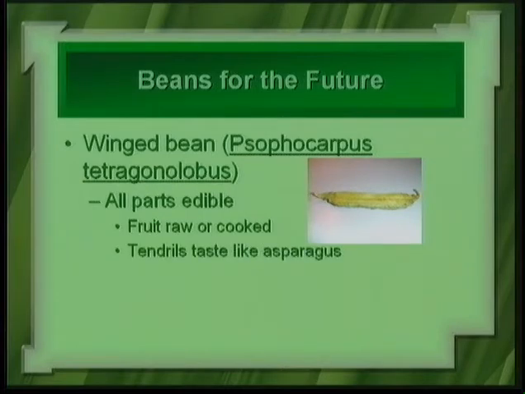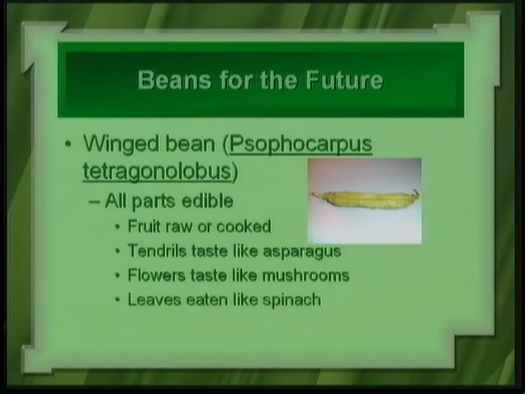And furthermore, because it is a bean, it grows up on a trellis sort of thing, so it has tendrils. The tendrils are supposed to taste like asparagus. Isn't that amazing? Furthermore, the flowers are supposed to taste like mushrooms. You can make a whole dish out of just the parts of this plant. You can eat the leaves as if you would eat spinach. I guess you could cook them, or you could make a salad. You can eat the root like a potato. Isn't that amazing? All from this one plant.